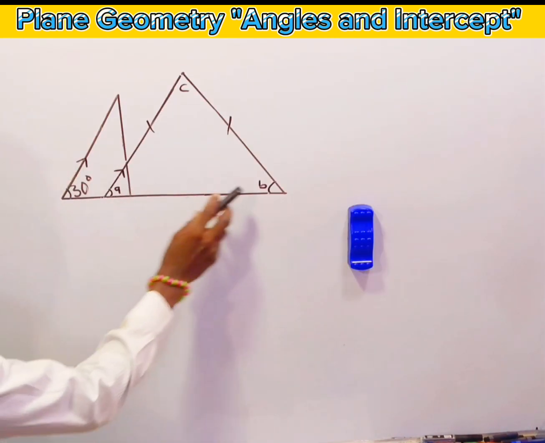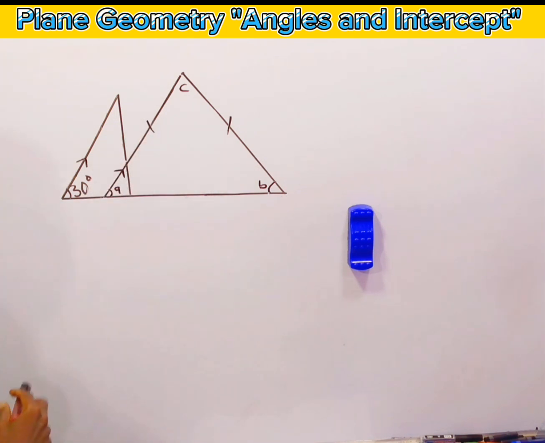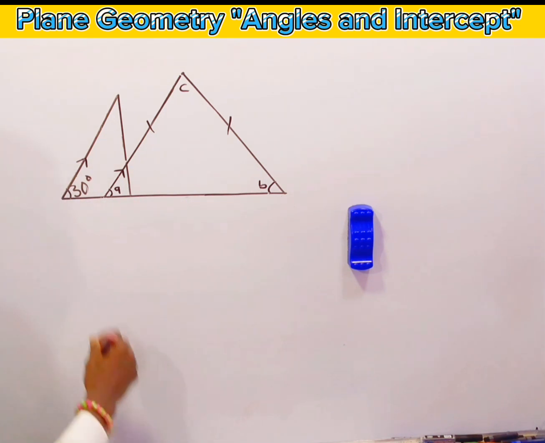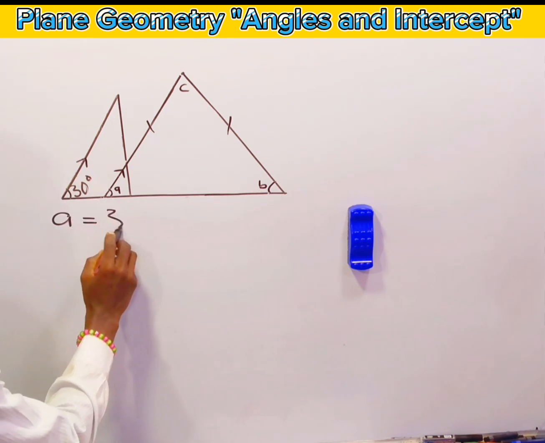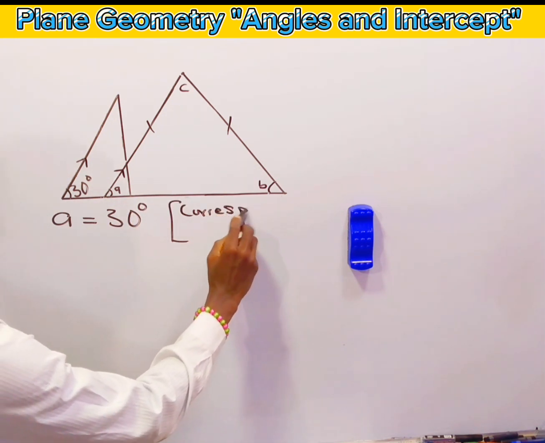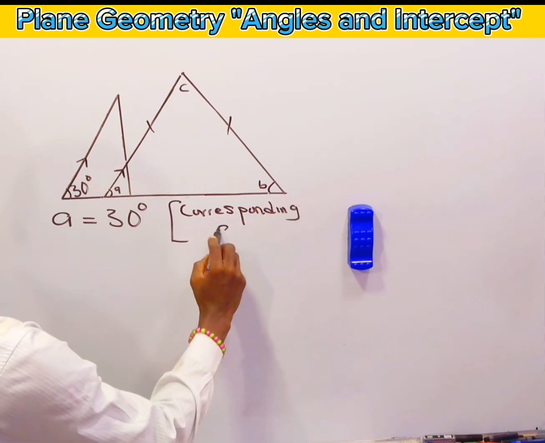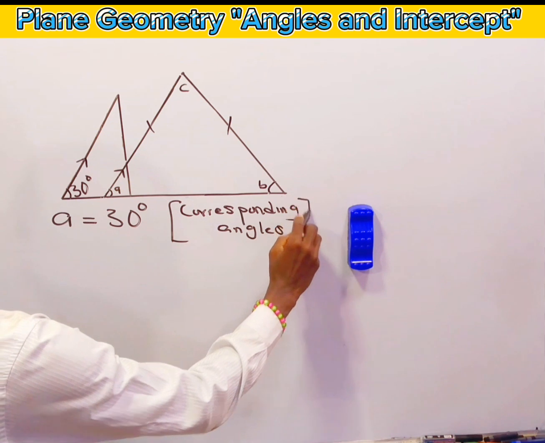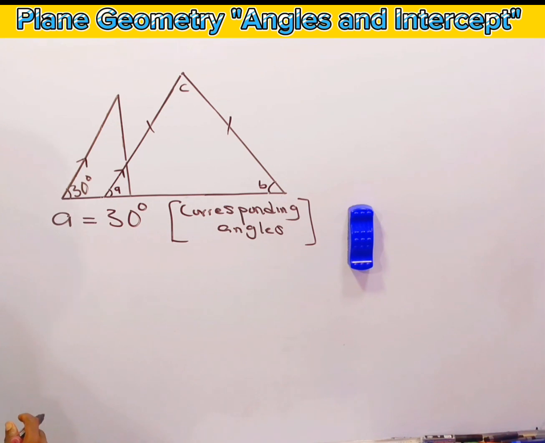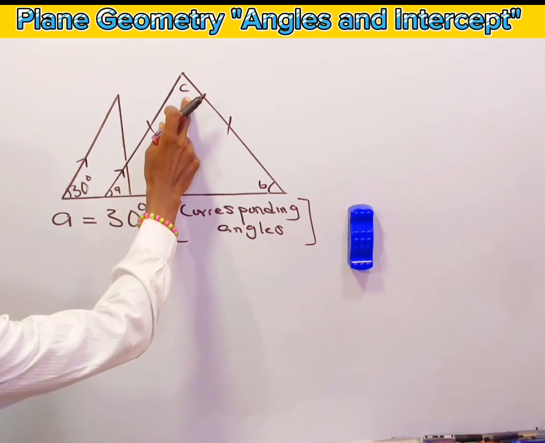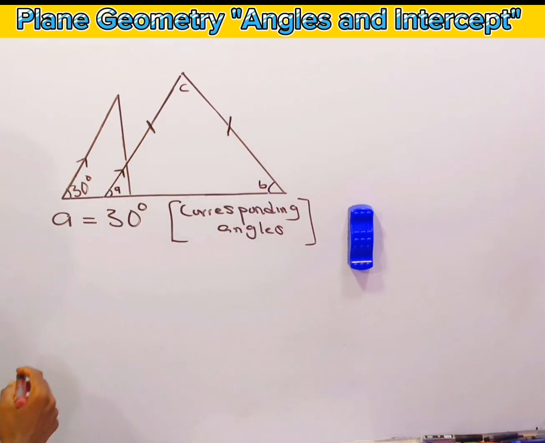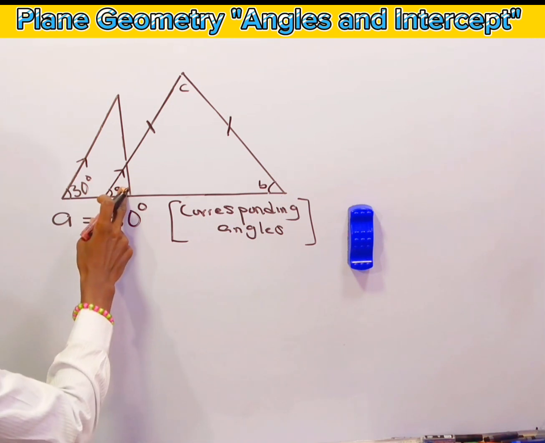To find A, B, and C, first of all, let's consider these two parallel lines. Now, from the two parallel lines, A is equal to 30 degrees. Reason: corresponding angles. The corresponding angles formed from these two parallel lines are equal. Now, triangle ACB is an isosceles triangle with this line and this line, which indicates an isosceles triangle. And also, A is equal to B.